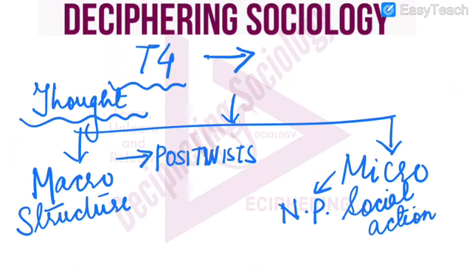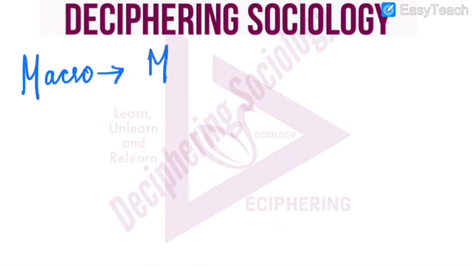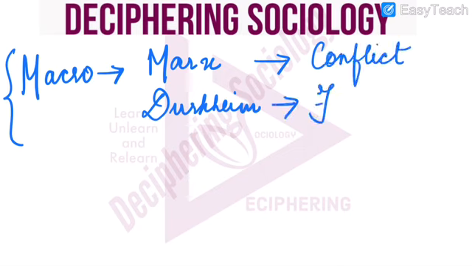Once you understand this, it is easy for you, because now when you start the thinkers, you will realize that the first thinker, Karl Marx, then we have Durkheim, they were from the macro school. Marx was a conflict theorist while Durkheim was a functionalist.